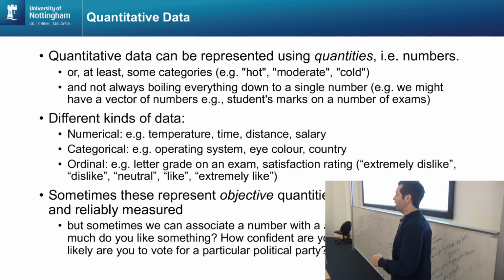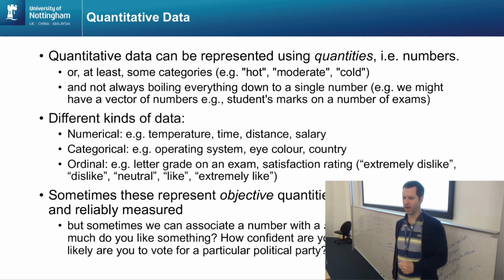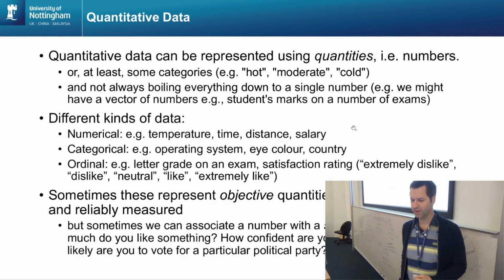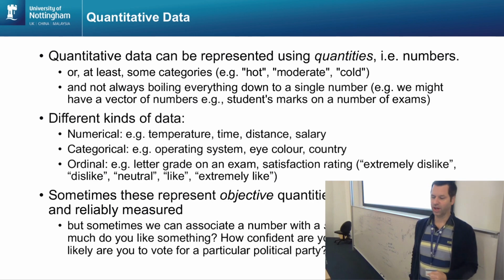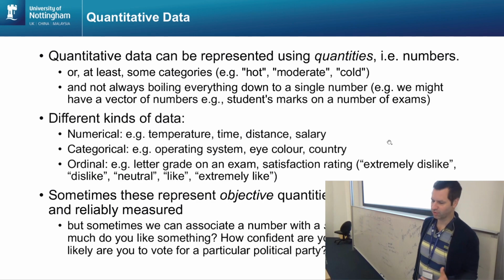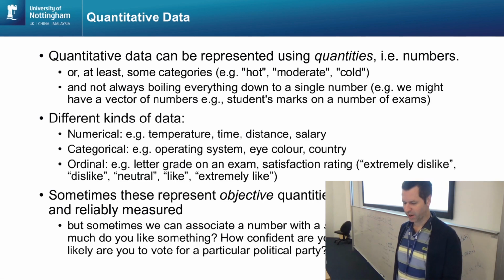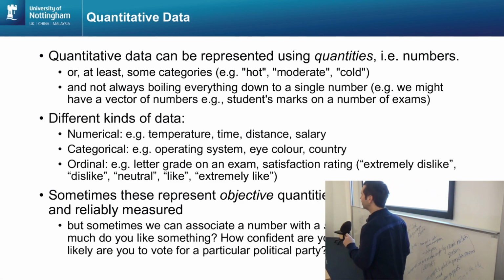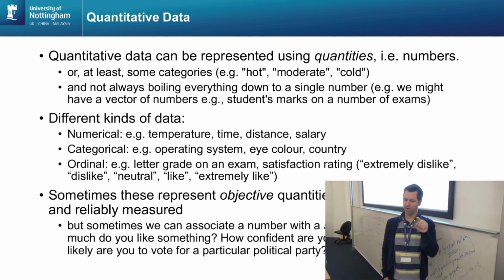And we have lots of different kinds of data, right? Everybody's familiar with that. We have numerical data like temperatures, times, distances, salaries, and so on. We also have categorical data, right, that we just talked about, like hot, moderate, cold, or type of operating system, color, type of color, country. We have ordinal data, for example, like a letter grade on an exam, extreme dislike, neutral, like, extreme likes, and so on. So that's called ordinal data. Those are categories that can be ordered, right, that have a specified order.